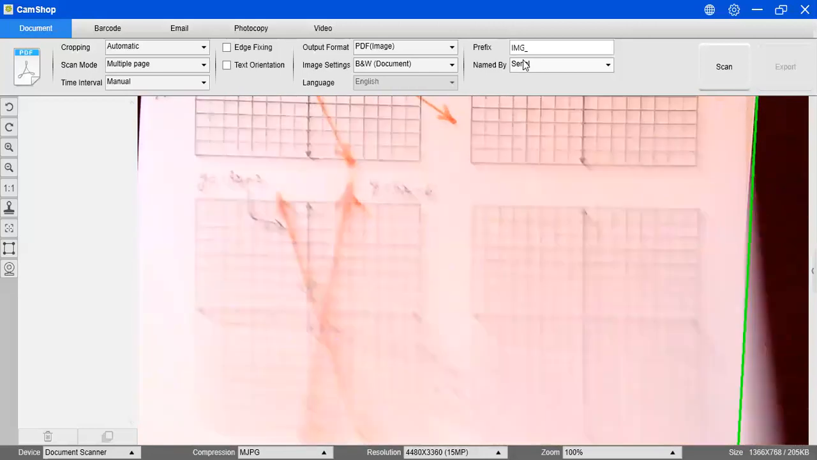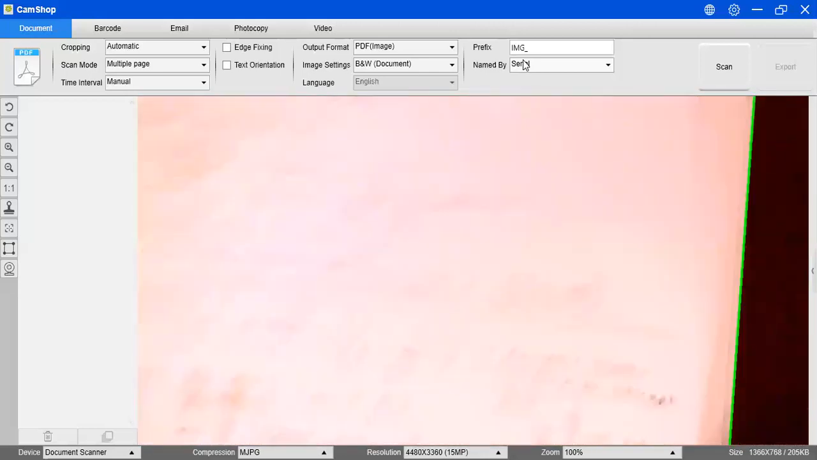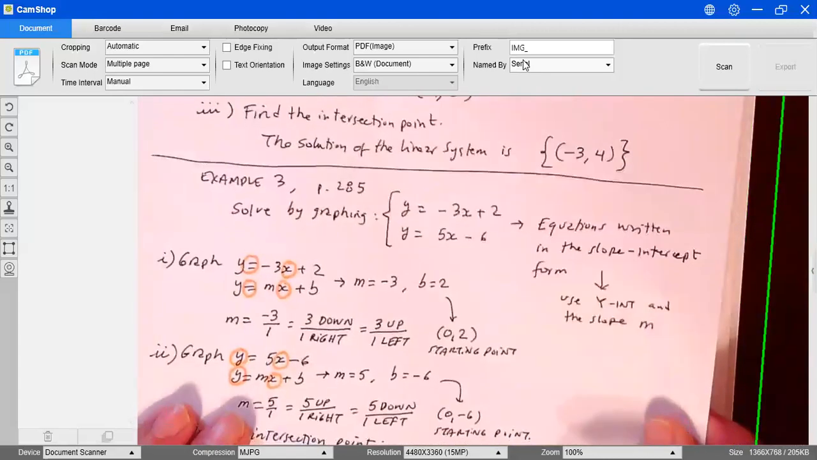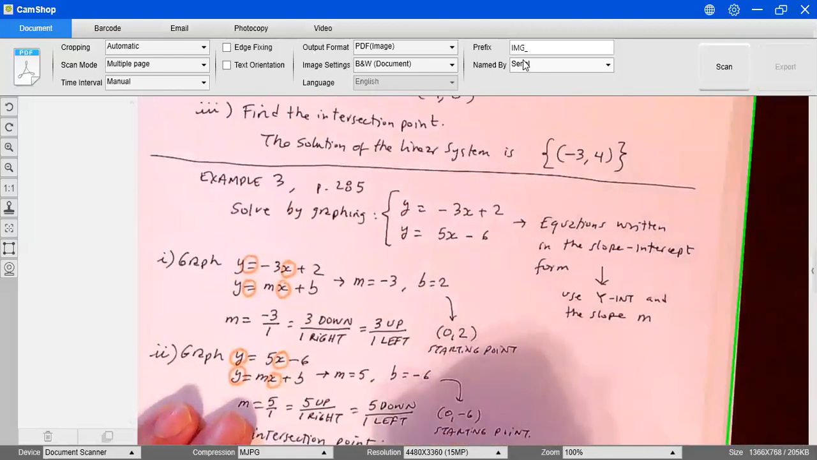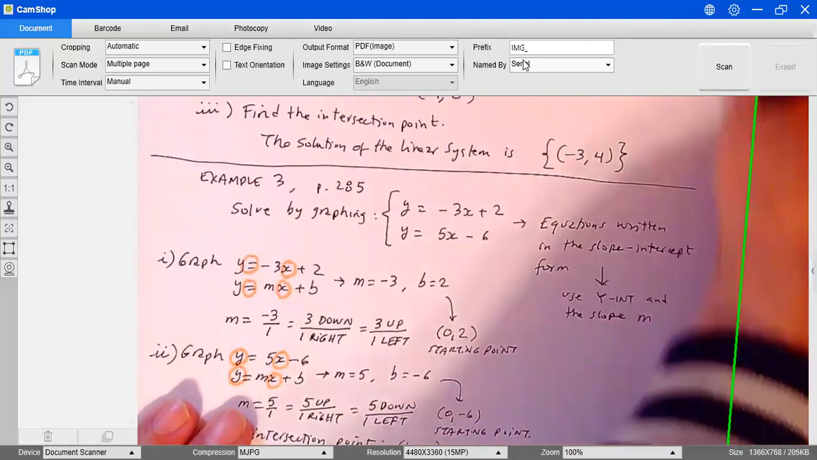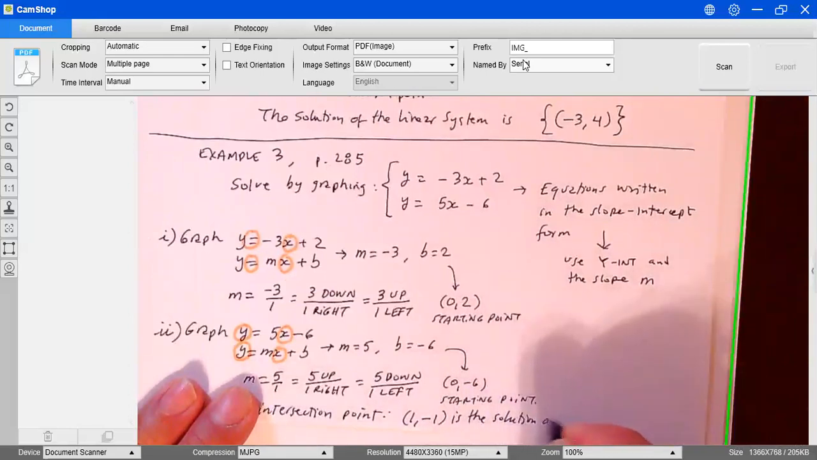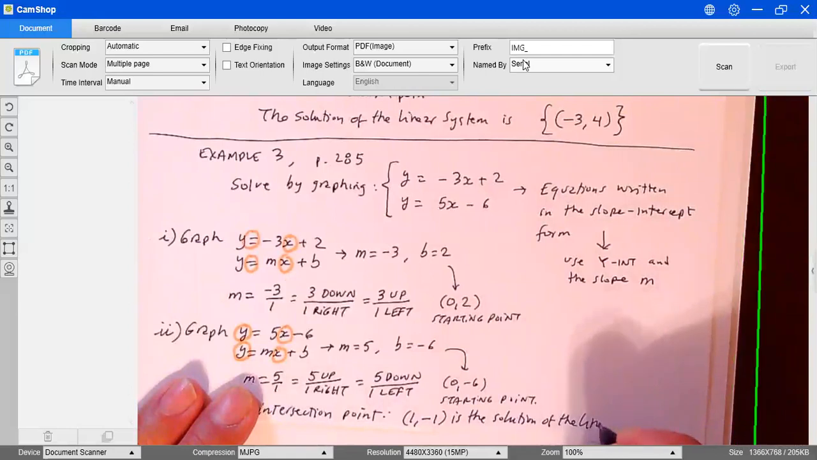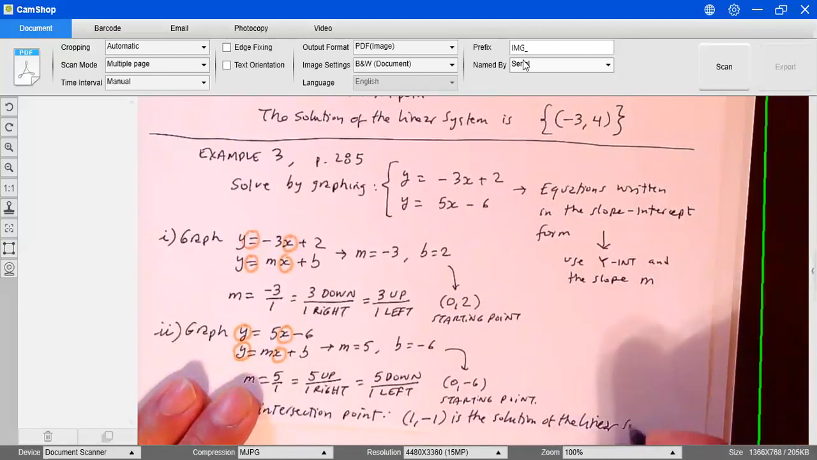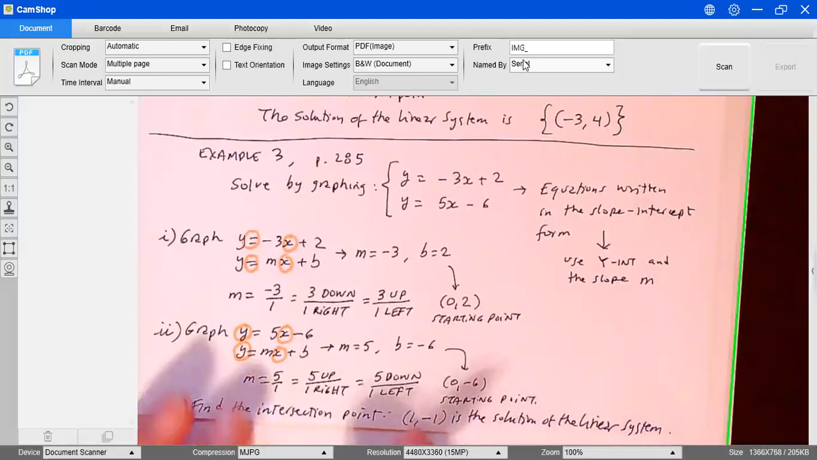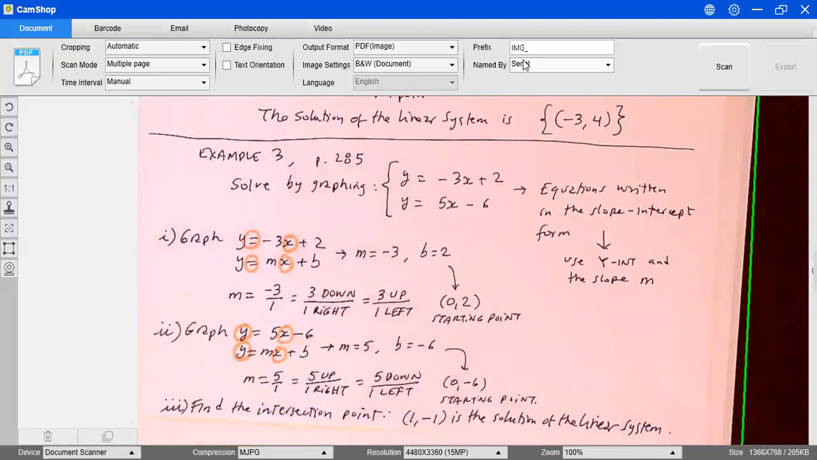So just to finish this part, I'm just going to write here the solution. So I'm going to write (1, -1) is the solution of the linear system. So that's the end of this problem.